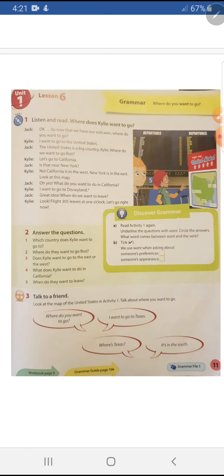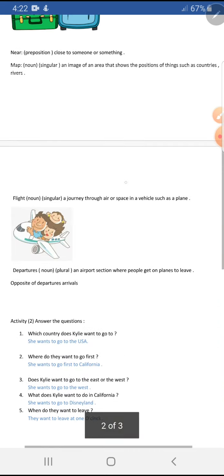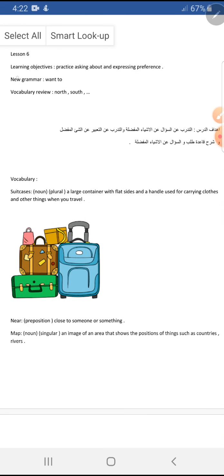Let's read the learning objectives and learn more about the vocabulary. Learning objectives: practice asking about and expressing preferences. We also have new grammar 1, 2, and vocabulary review: north, south, etc.